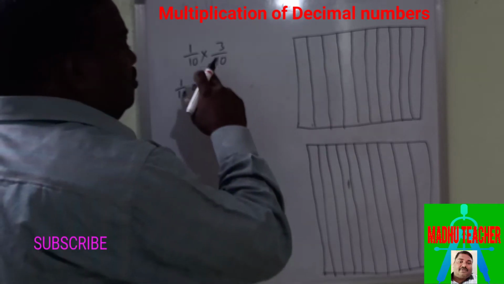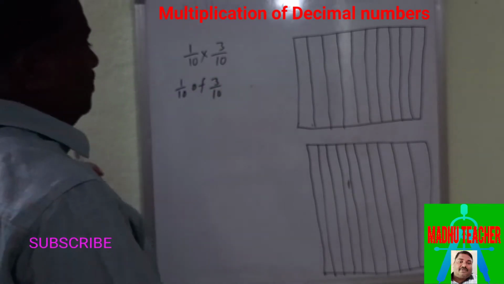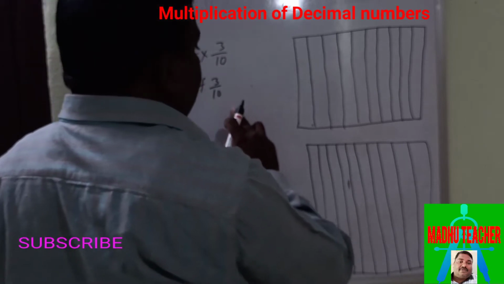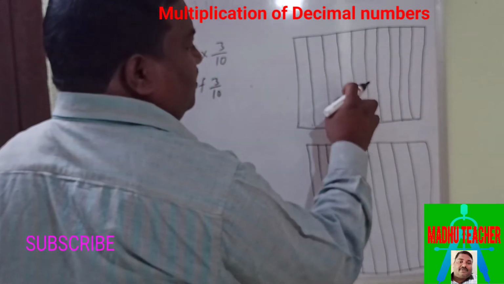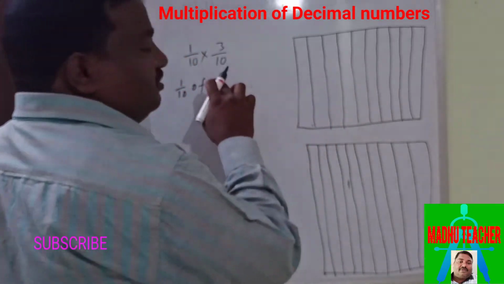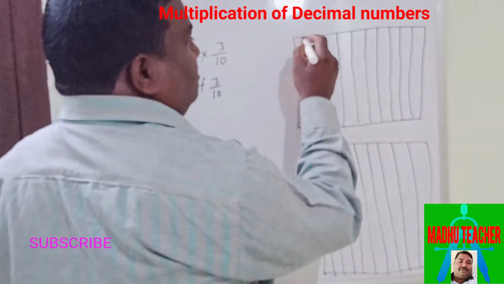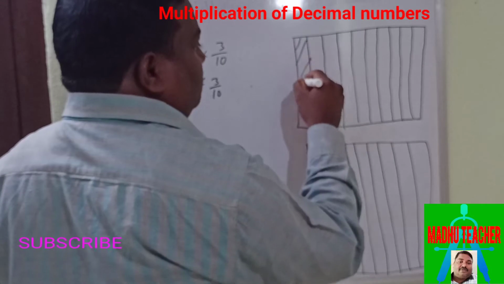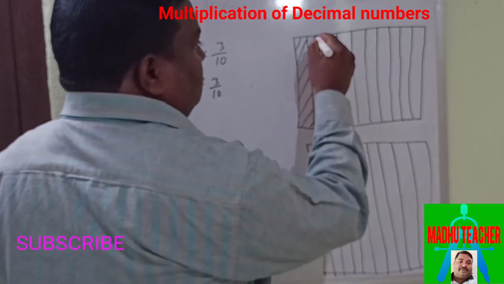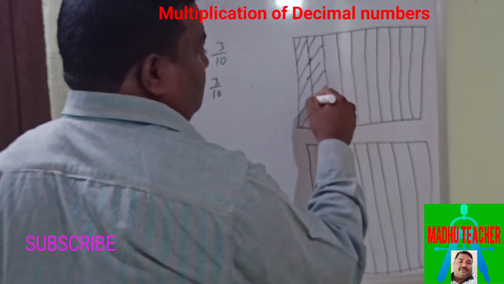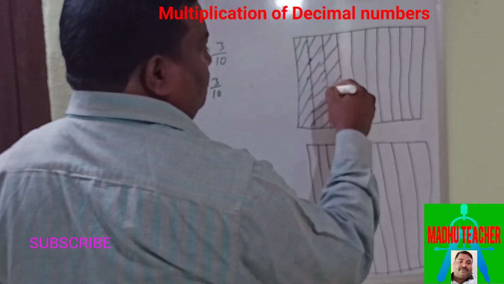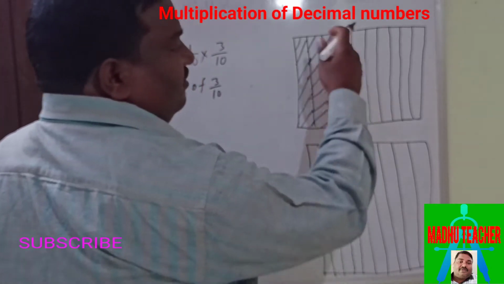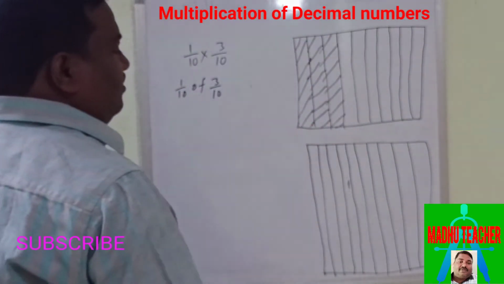First of all, show the 3 by 10 pictorially. What is 3 by 10? Out of 10 parts, 1, 2, 3, 4, 5, 6, 7, 8, 9, 10, you have to take 3 parts. I'm taking the first part, second, third. So this is 3 by 10.